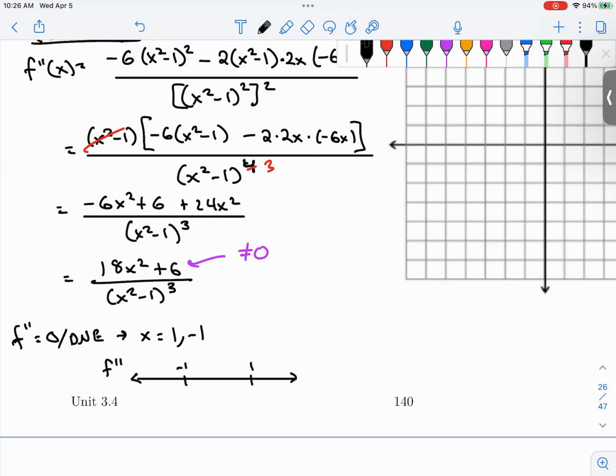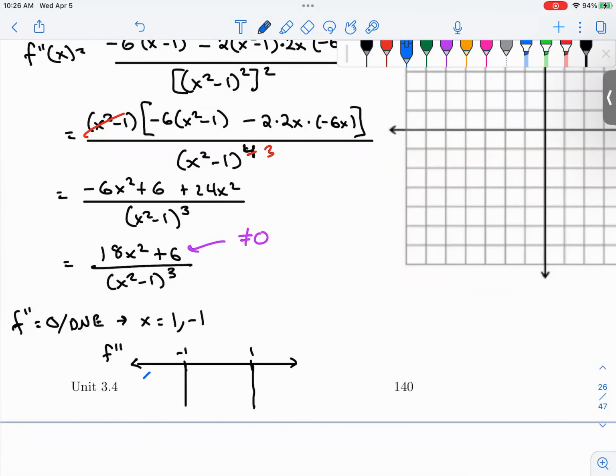Between -1 and 1, keeping in mind x squared minus 1 is going to be to the third power, we can't just assume that it's going to be positive or negative. However, the numerator is a sum of squares. It's always going to be positive, so we can just put a plus sign up in those ones. x equals -2, x equals 0, and x equals 2 should be sufficient choices. Positive up top for all of them, no matter what.